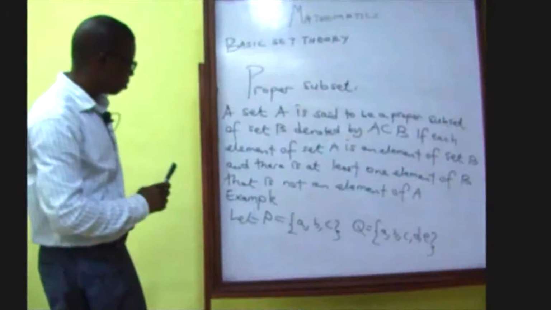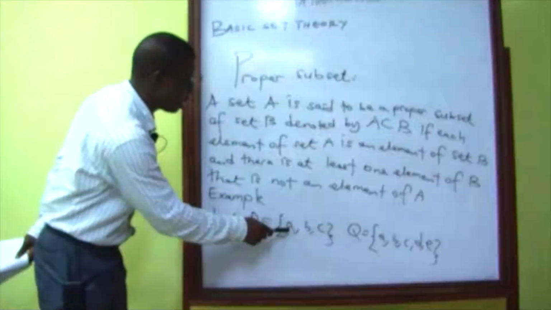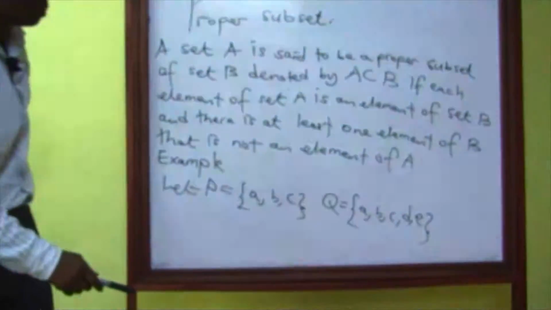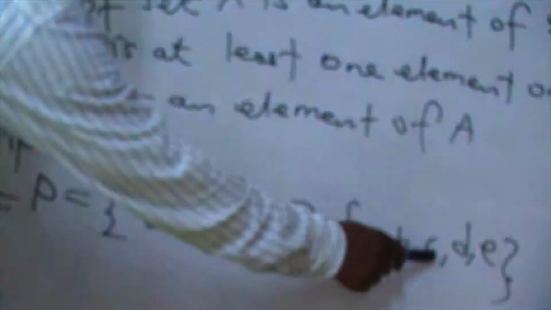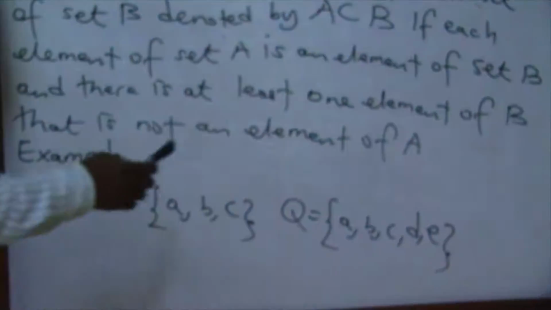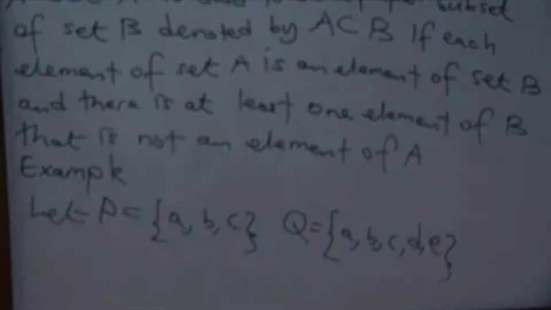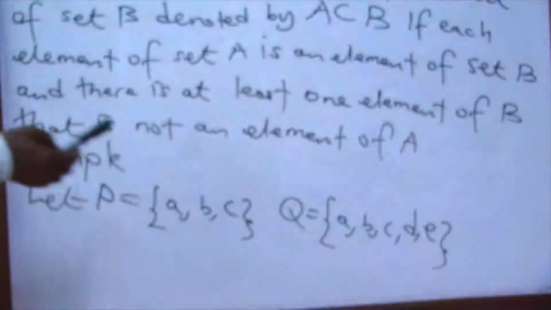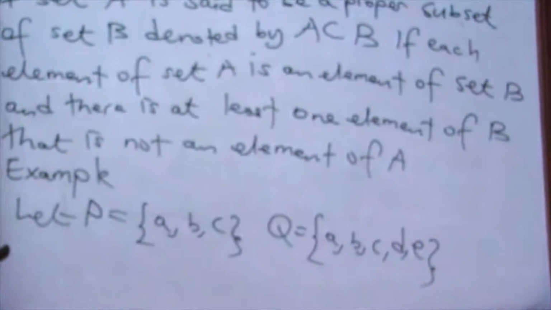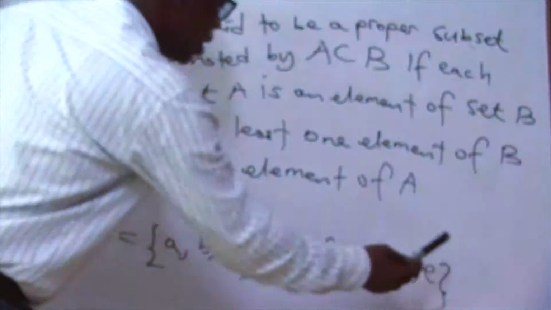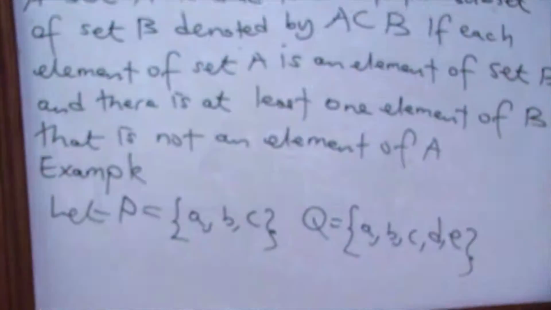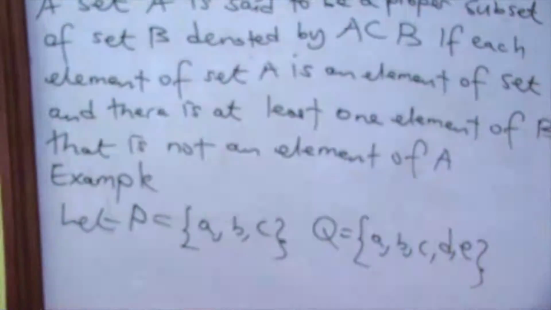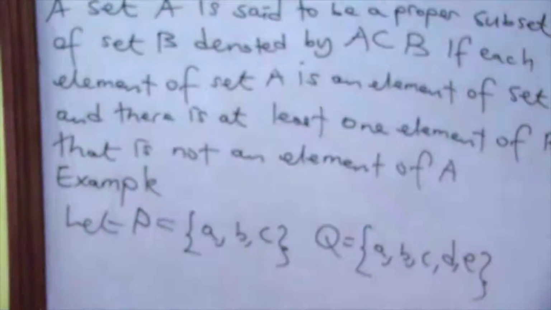Let us look at this example. We have P is equal to the set of A, B, C; those are the elements. Then Q, the elements are A, B, C, D, E. Now let us go back to the definition. What are the elements of Q that are not in P? If you look at it properly, you see that D is not an element of P, and E is not an element of P. Therefore, we conclude that P is a proper subset of set Q.